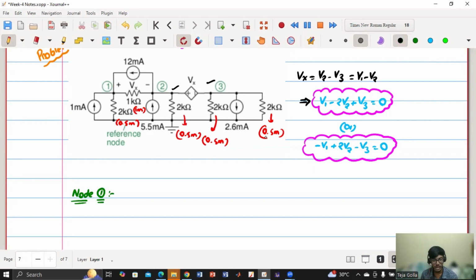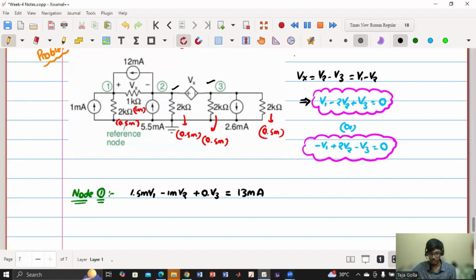A11, how much is it? Conductance at node 1, total conductance at node 1. 1.5, yes, 1.5 milli V1. And A12, minus 1 milli V2. And A13, it's 0. This is equal to the current entering node 1, which is how much? 13 milliamps. Current entering node 1 is 13, right? Yes, you're right. 13 milliampere.